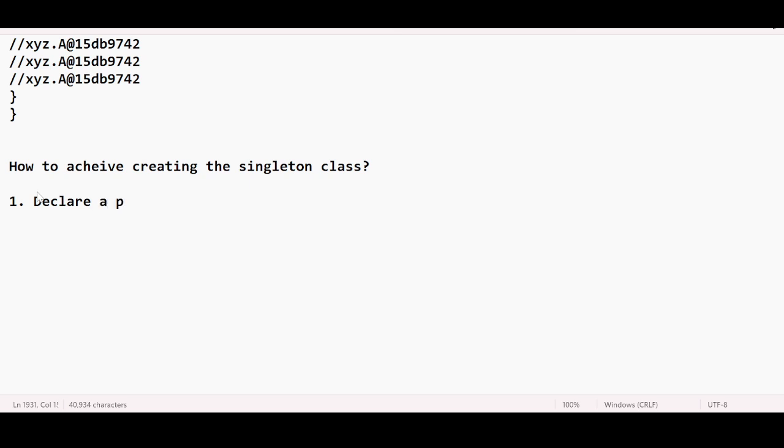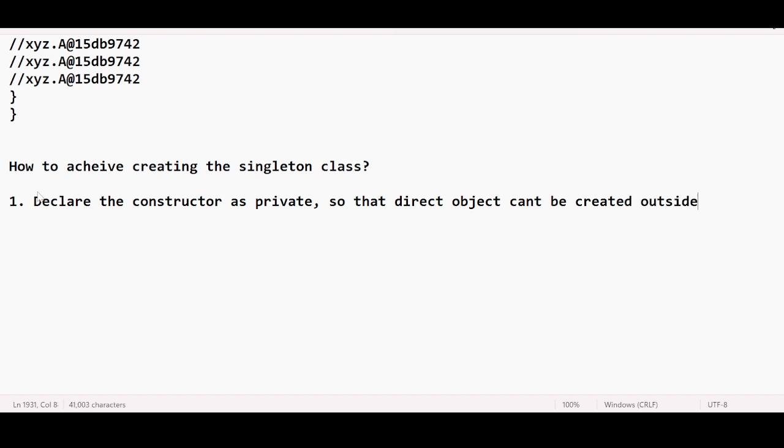First thing, how to achieve creating the singleton class. We need to declare the constructor as private, so that a direct object can't be created outside the class. You cannot create the object directly outside the class if you declare the constructor as private.